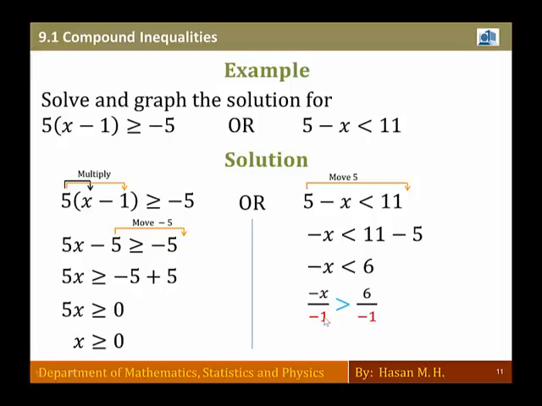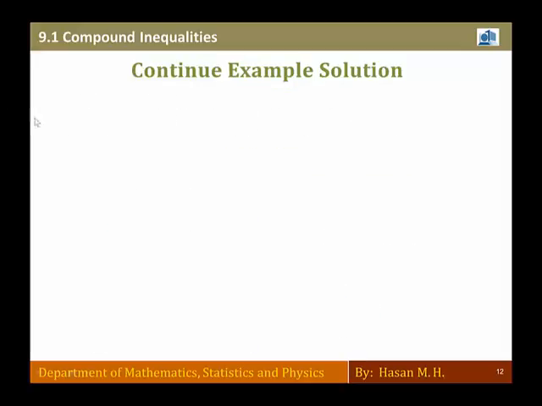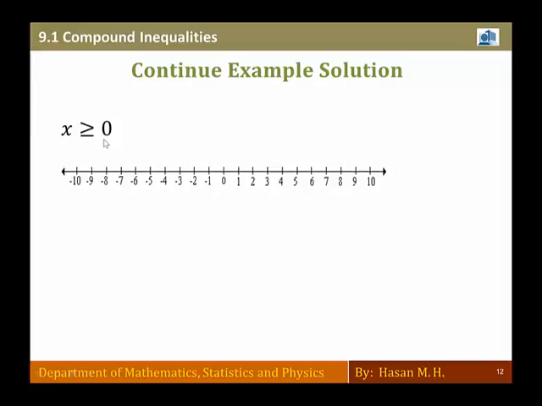We will have -x divided by -1 greater than 6 divided by -1. Negative divided by negative is positive. Positive divided by negative is negative. This gives x greater than -6. Now graph x greater than or equal to 0. Locate the 0 on the real number line and find the numbers that are greater than 0. Greater than 0 means 1, 2, 3, 4 to infinity.